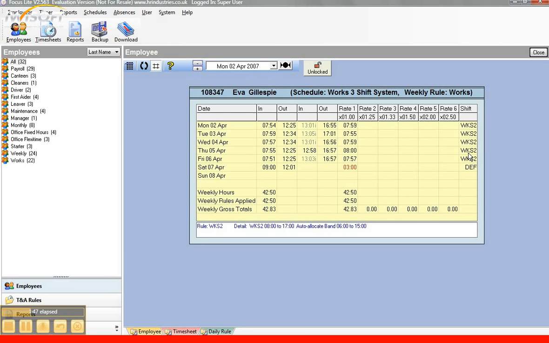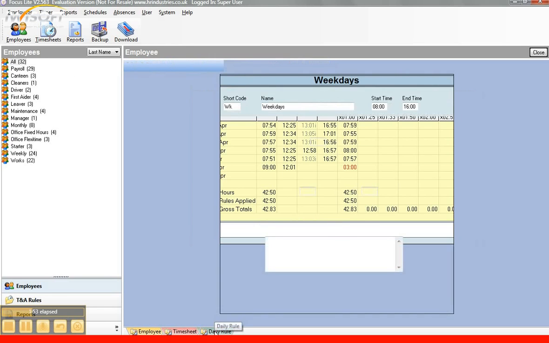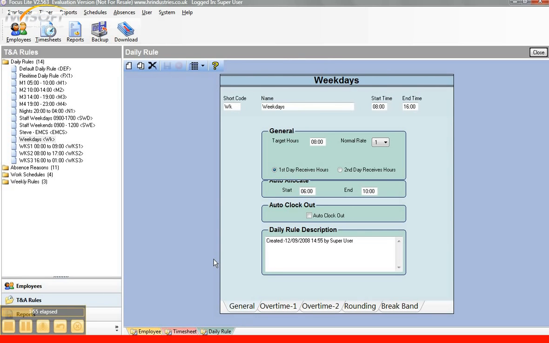Focus Lite offers a highly flexible solution for capturing employee time and attendance information based around daily rules. Daily rules define each shift or working day or night. We can specify target hours, start and end times, grace and rounding rules, up to 4 breaks, 6 rates of pay, and finally overtime bands.